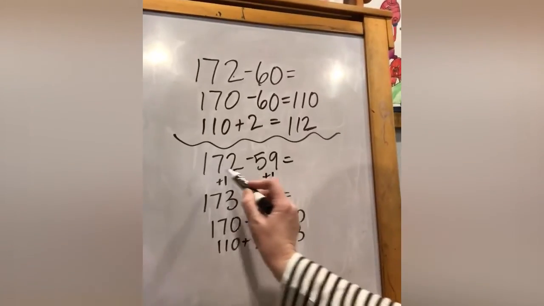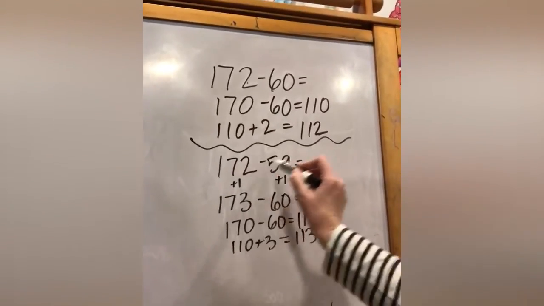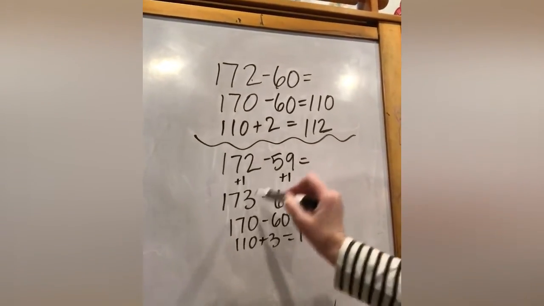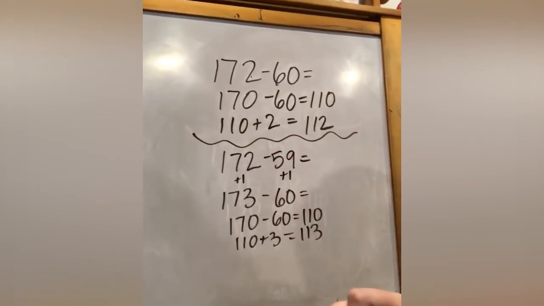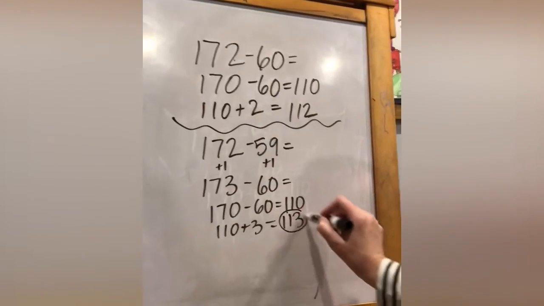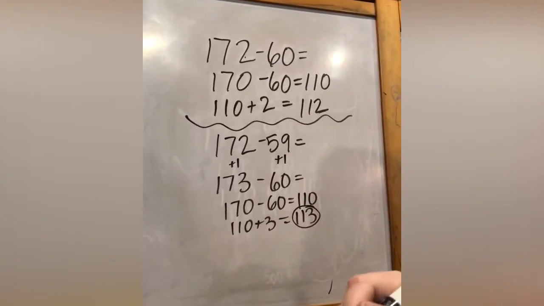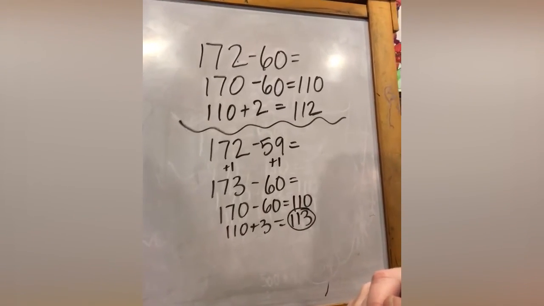So Patrick just adjusted that problem. Instead of doing 172 minus 59, we made that a nice even 60 by adding 1. And then we had to make sure to add 1 over here as well. And then ended up with a difference of 113. Can't say I would do much differently there.